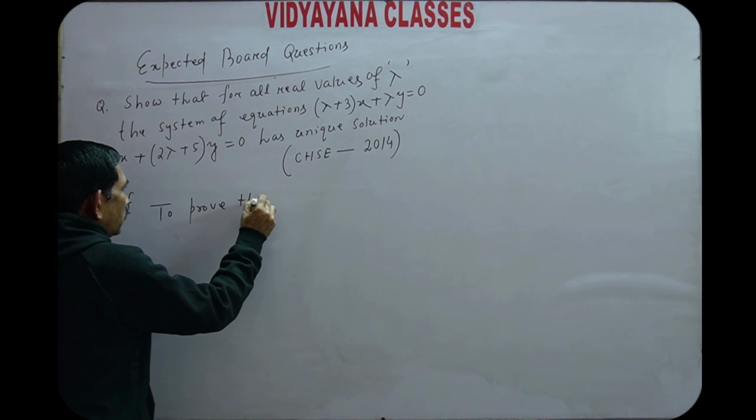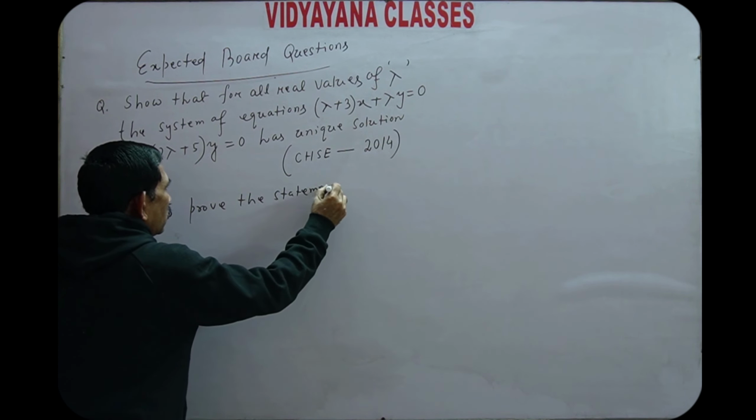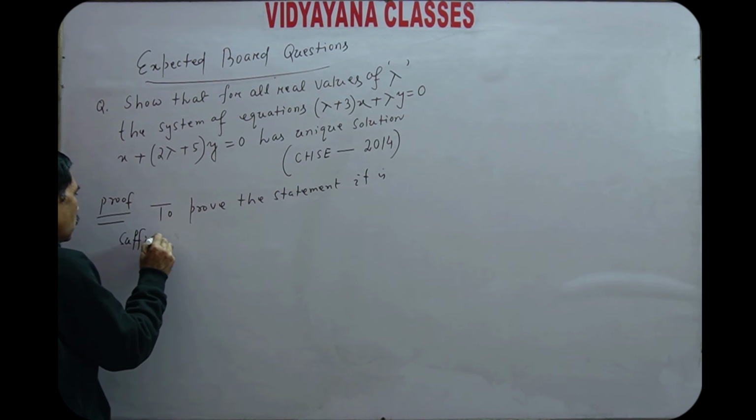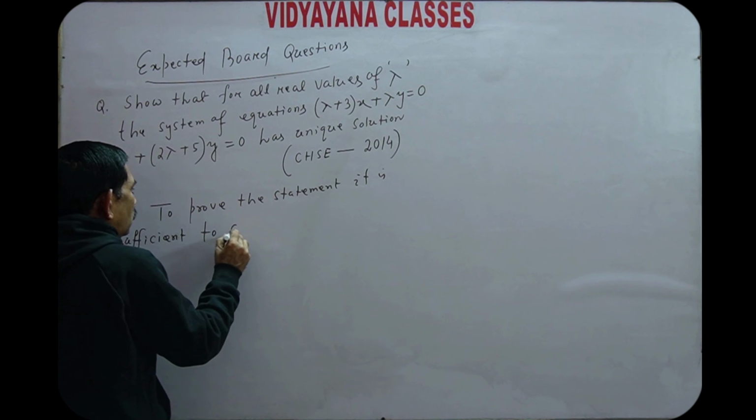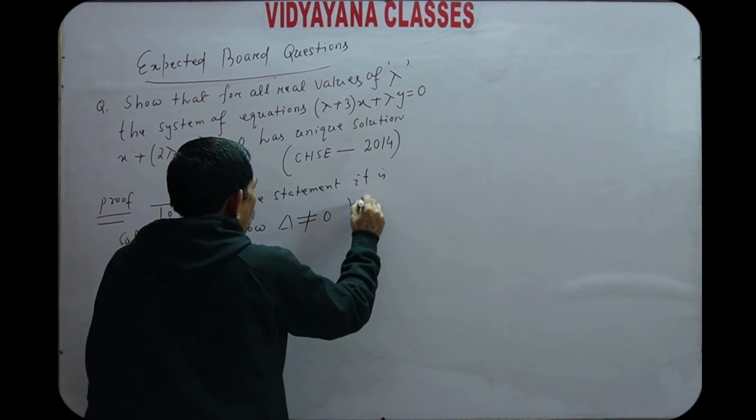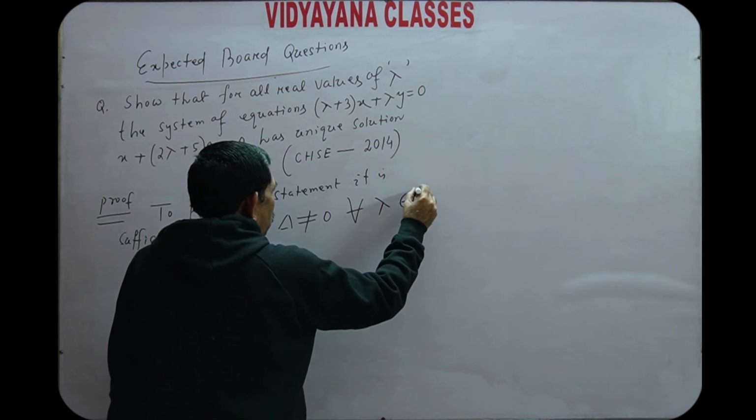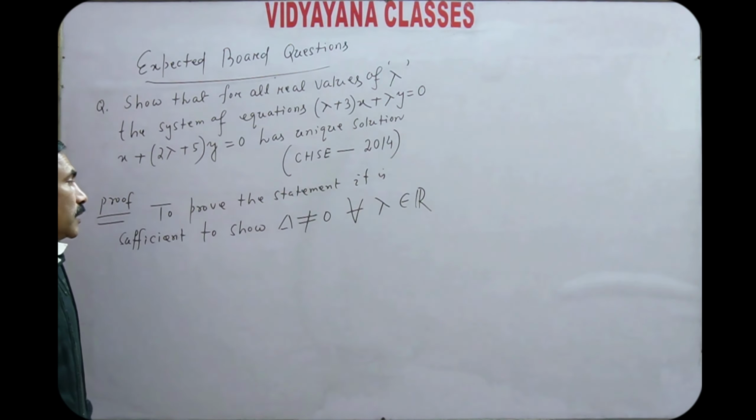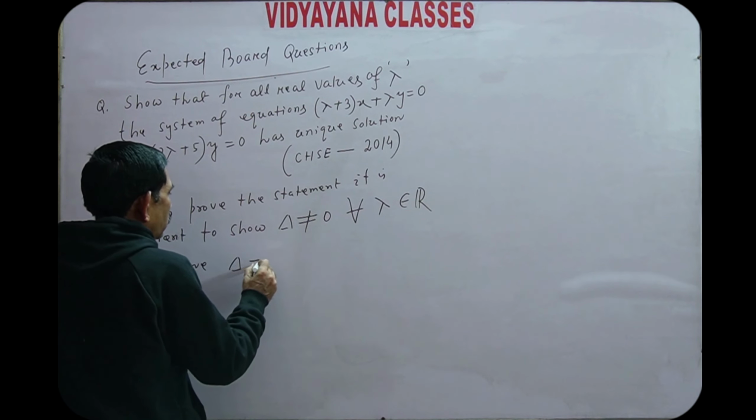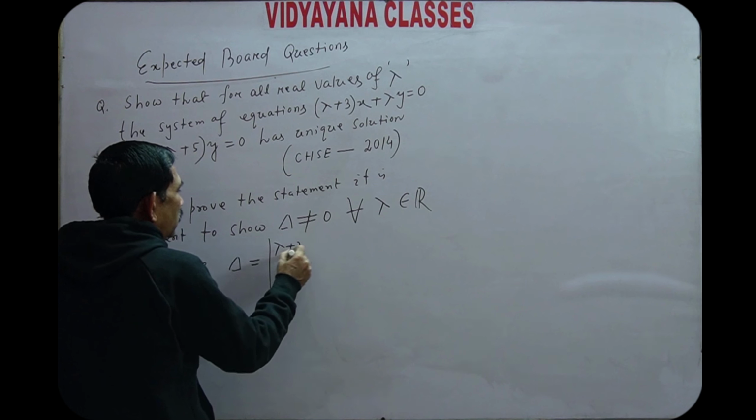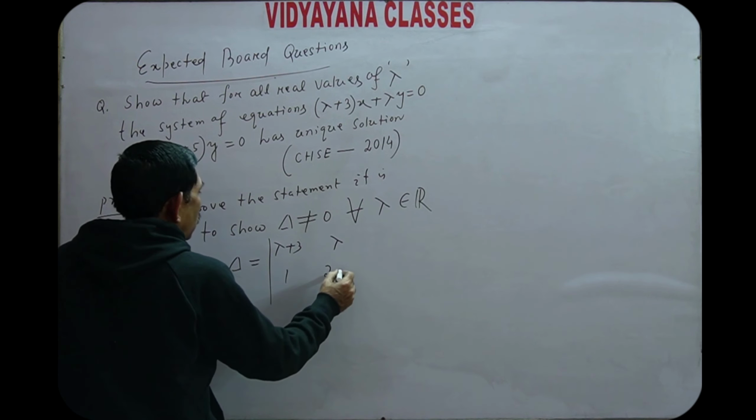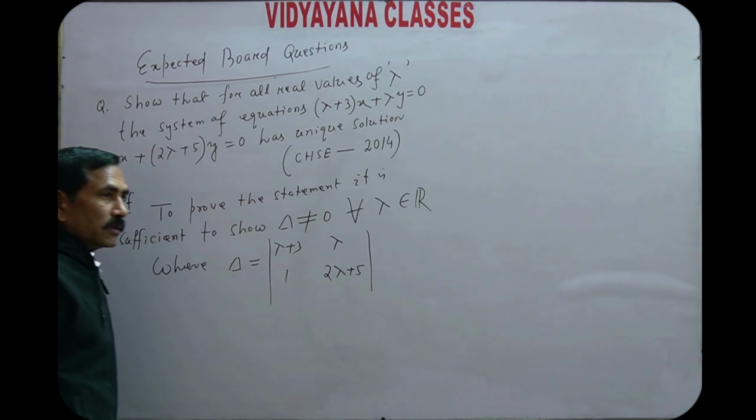To prove the statement, it is sufficient to show del not equal to 0 for all lambda belongs to real set, where del is the determinant of lambda plus 3, lambda, 1, 2 lambda plus 5. Clear?